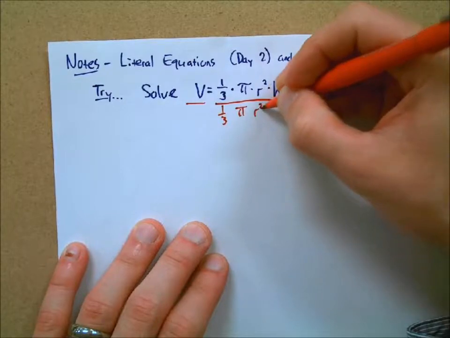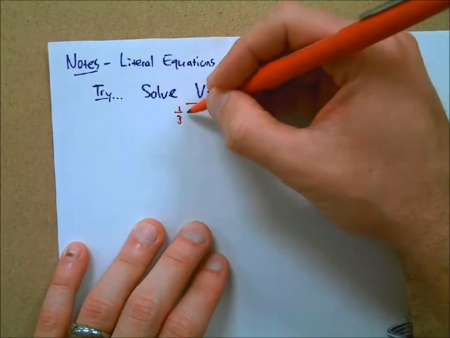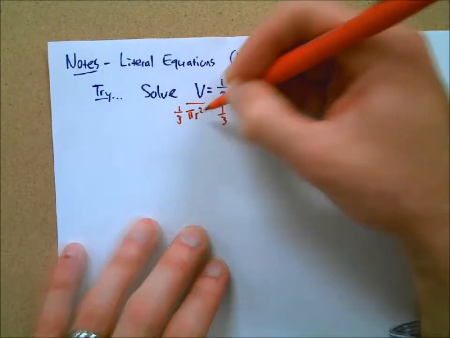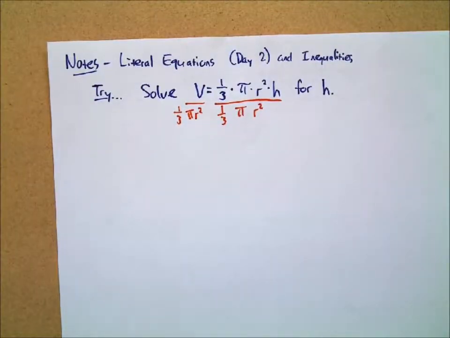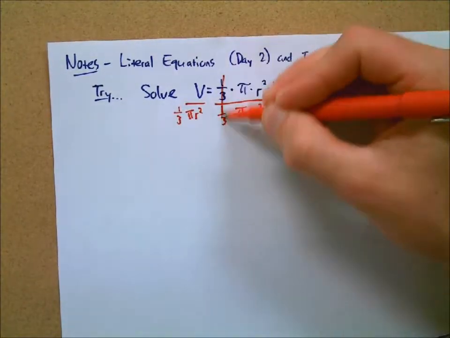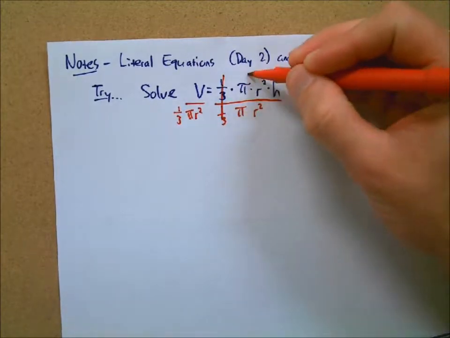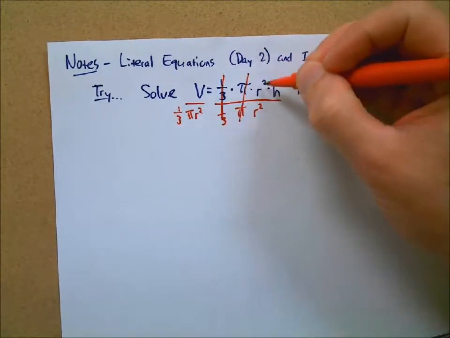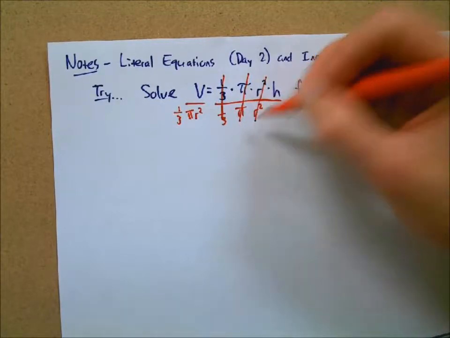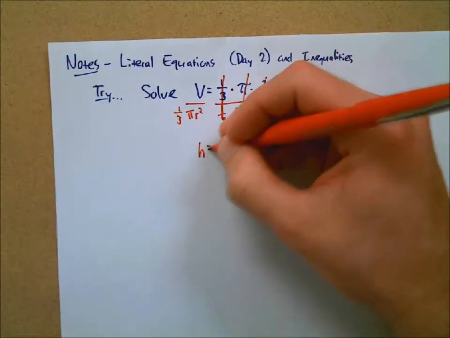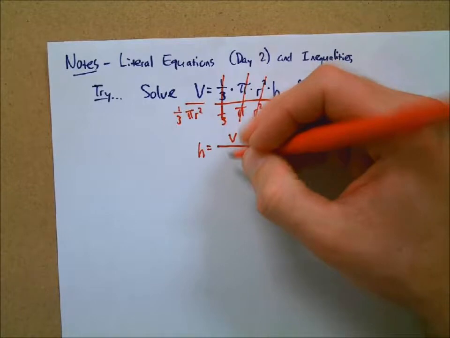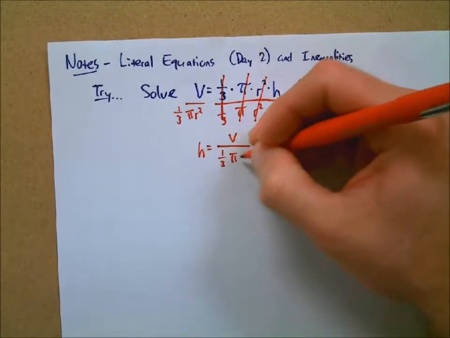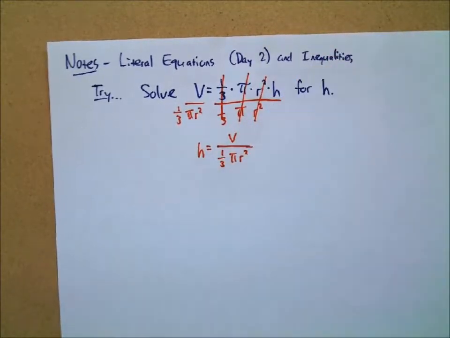And we'll do it over here. 1/3 pi and r squared. Okay, just like that. 1/3 divided by 1/3 cancels. Pi divided by pi cancels. R squared divided by r squared cancels. That's right. So we have h equals v over 1/3 pi r squared. Okay. And this is an answer. You can stop here. You can say, okay, I solved for h. I'm done with the question asked.